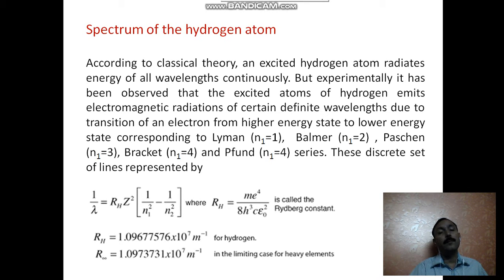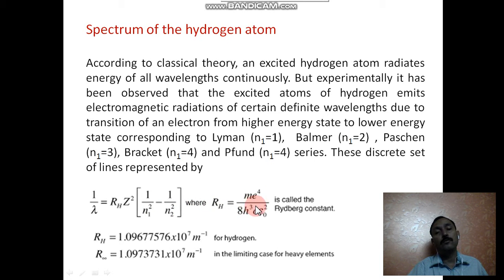This discrete set of lines is represented by the following formula: 1 by lambda, which is the wave number, or it may be represented as nu bar, is equal to R_H. R_H is the Rydberg constant. For hydrogen, its value is 1.09677576 times 10 to the power 7 meter inverse. Nu bar equals R_H Z square, 1 by n1 square minus 1 by n2 square. If n1 is equal to 1, then n2 will start from 2, 3, 4. If n1 is equal to 2, then n2 starts from 3, 4, 5 and so on.